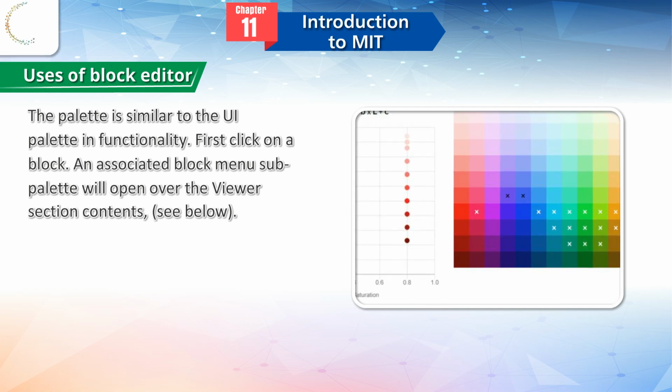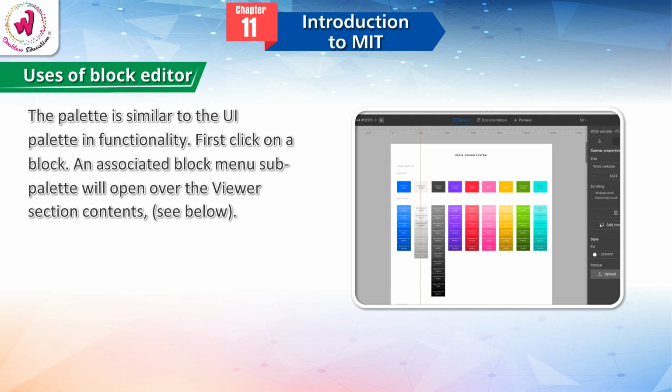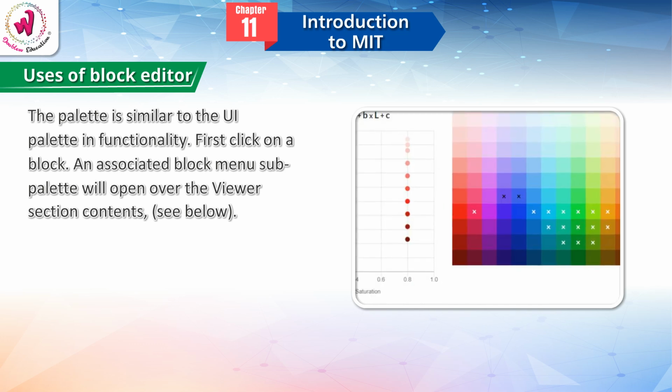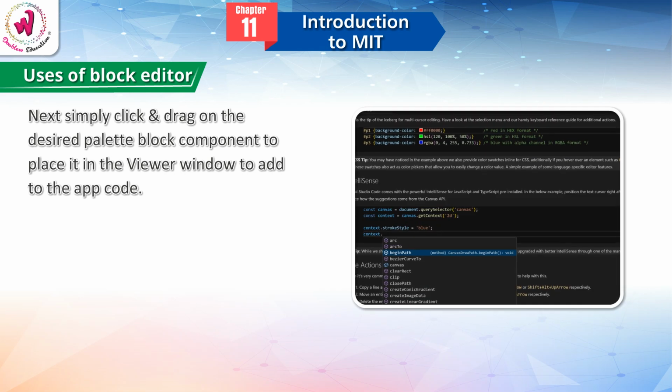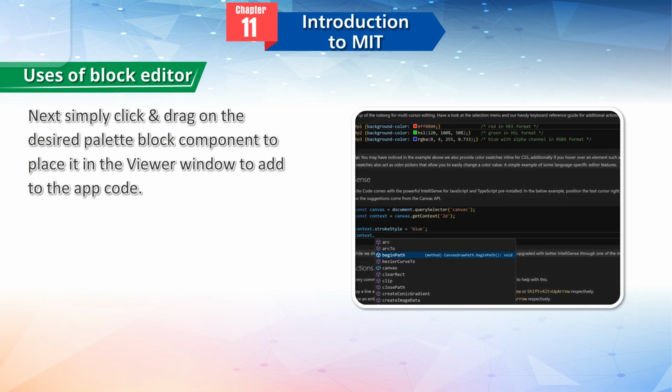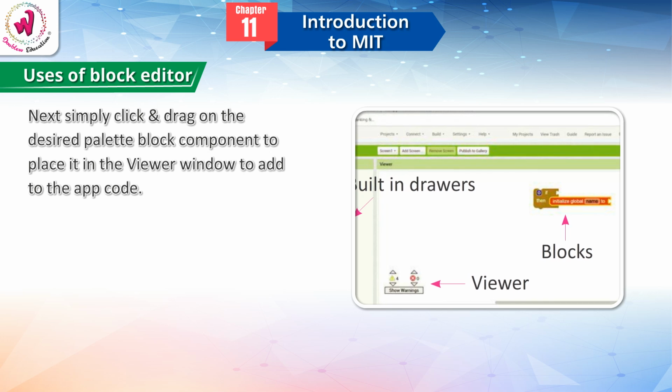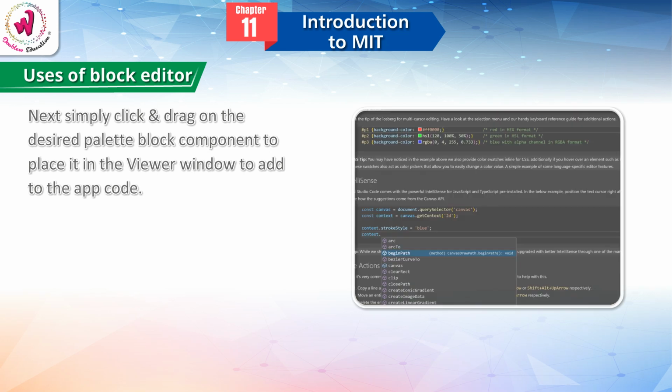First, click on a block. An associated block menu sub-palette will open over the viewer section contents. See below. Next, simply click and drag on the desired palette block component to place it in the viewer window to add to the app code.